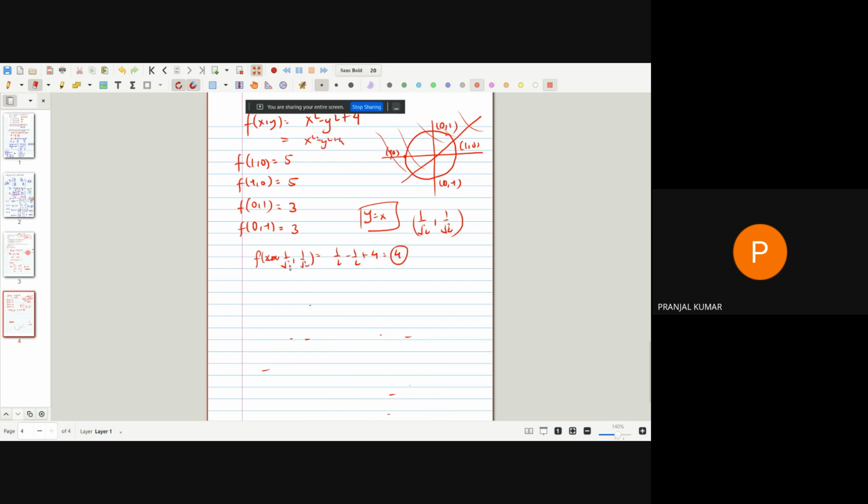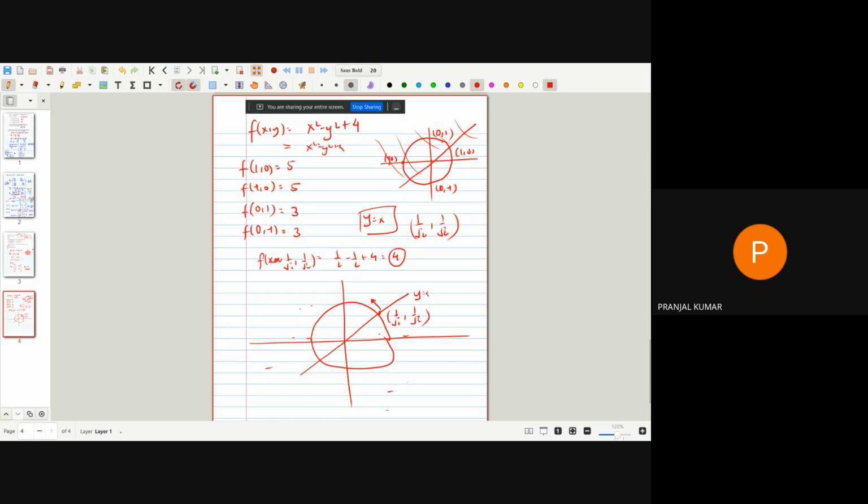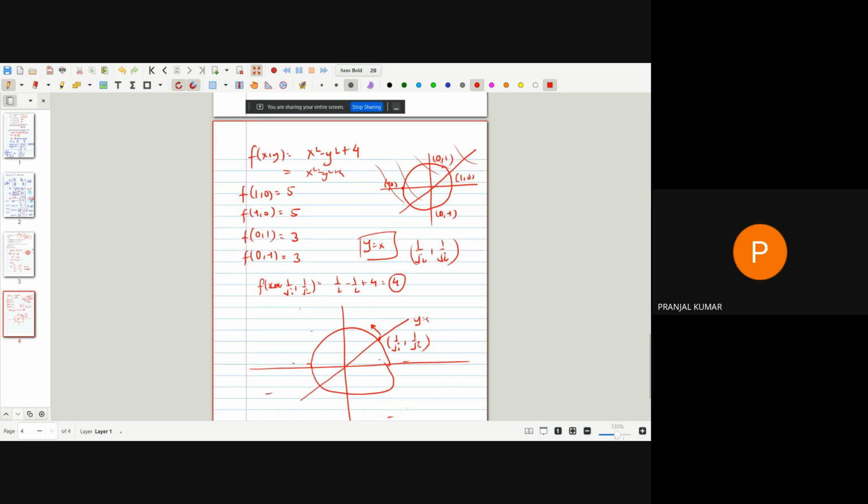So see, you have this bounded domain. Now if you see y equals x line, this point is square root of 1 by 2 and square root of 1 by 2, right? So if you start moving along this boundary in this direction, then you can see that the value also changes. The thing is, it is changing. So how will we find it?